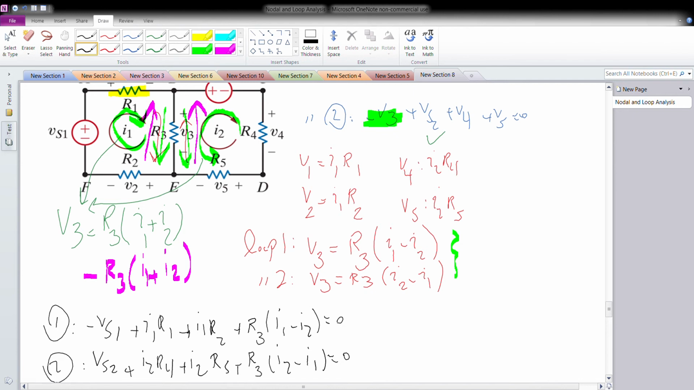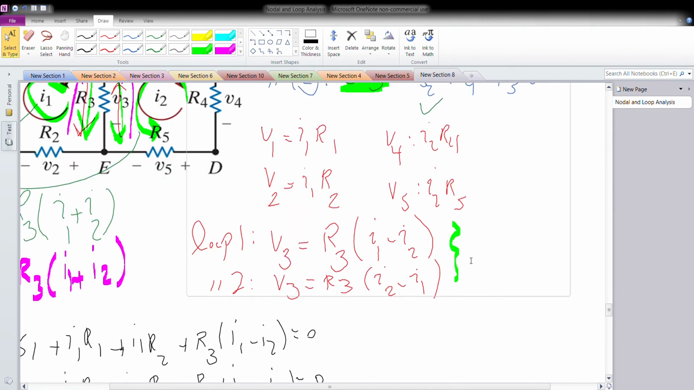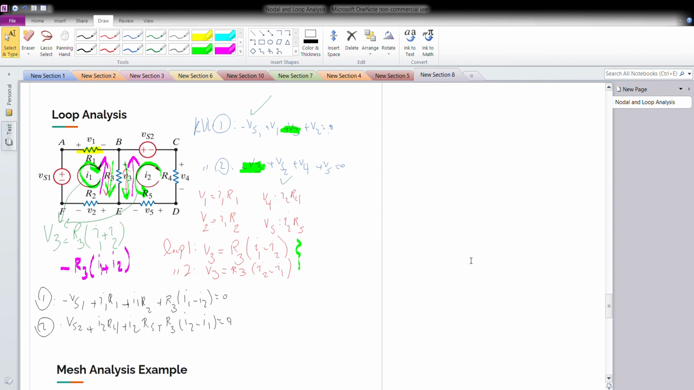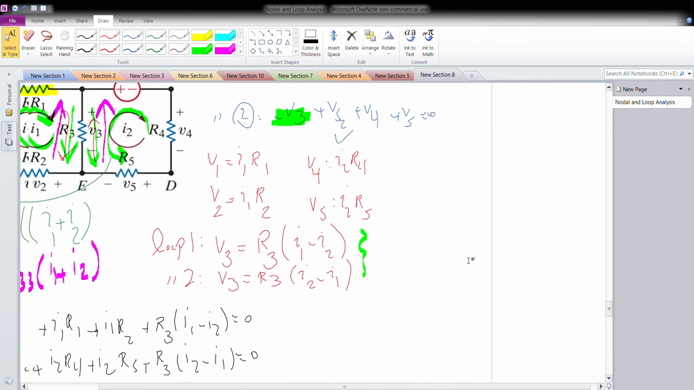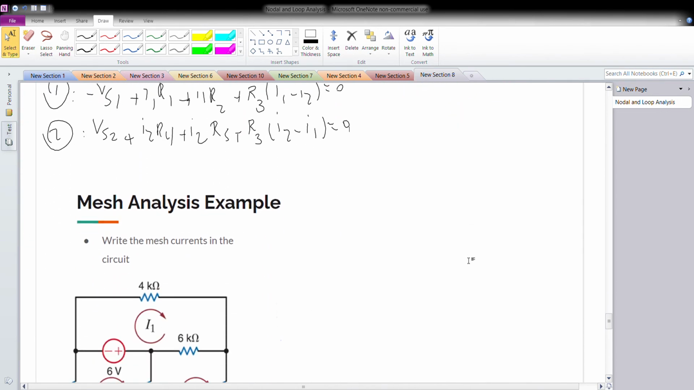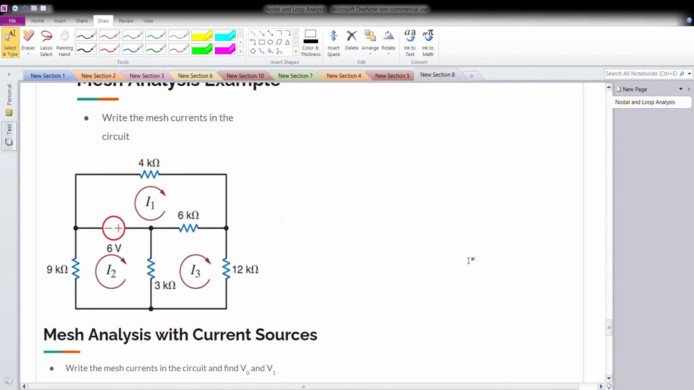So now I have two unknowns, I1 and I2, and I have two equations. And that's how you would do a loop analysis. So that's my first case. Now let's do it with numbers.